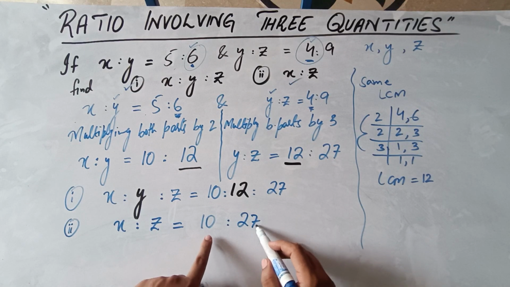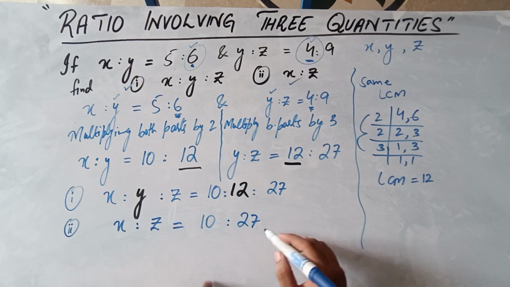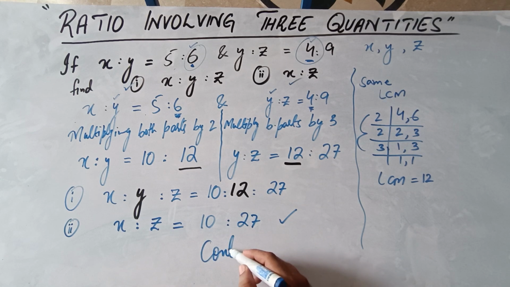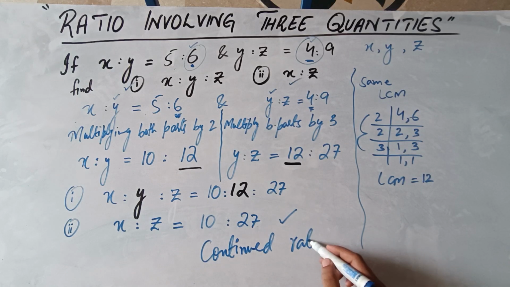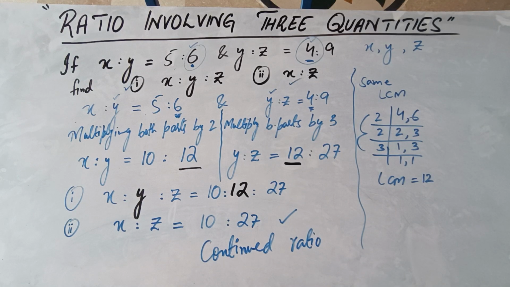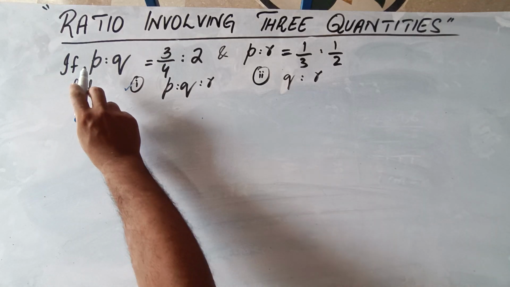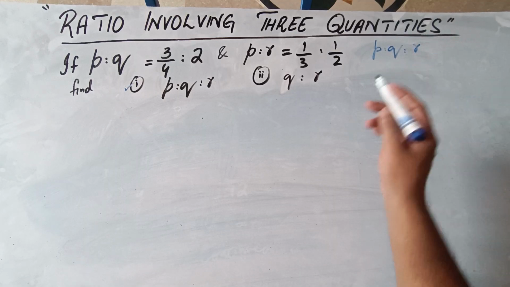Now again see whether they are simplifying by any common factor. If yes, then simplify. If not, this is your final answer. So this is how we can find out continued ratio. This is also called continued ratio between three quantities. So I hope you have understood this problem. Now let's proceed towards the next problem. Now let's look at another problem where P, Q and R, three quantities, have been given.